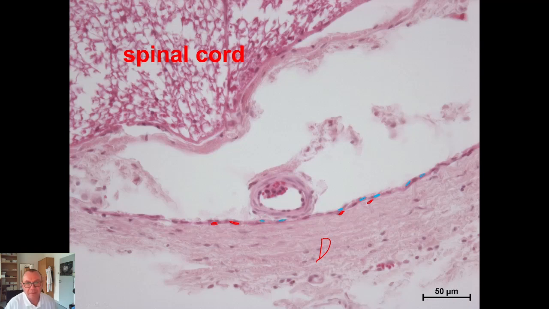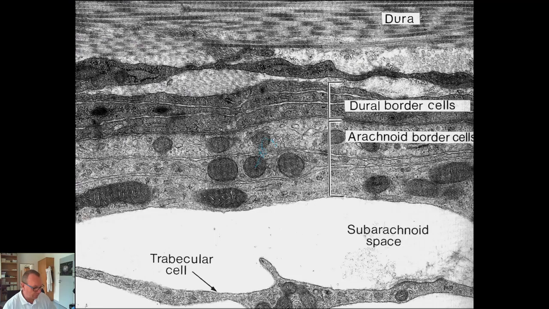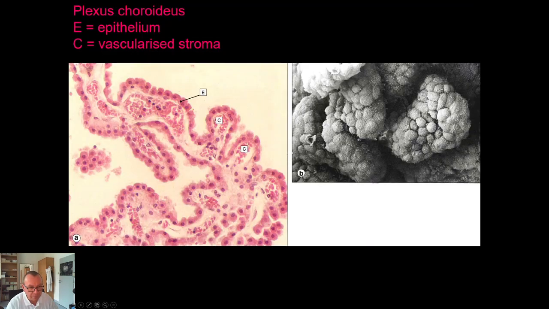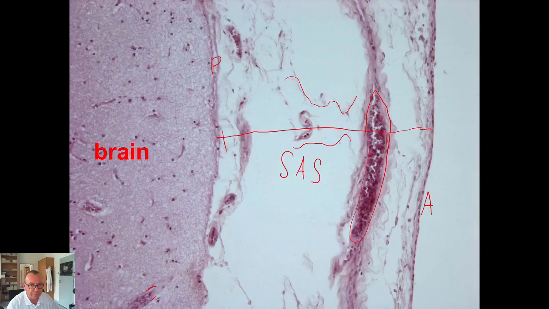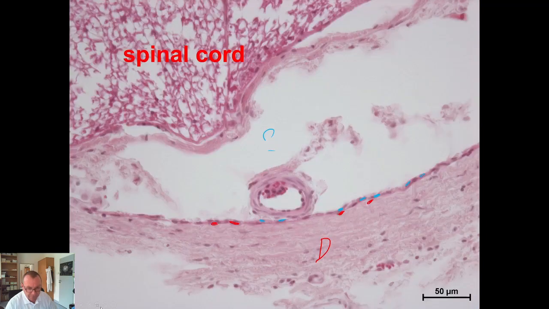and these are the cells touching themselves and forming a closure of the virtual subdural space. And here is a subarachnoid space. Here is a subarachnoid space.